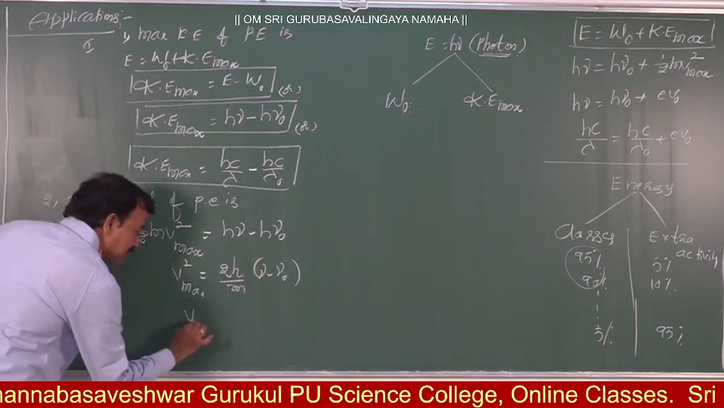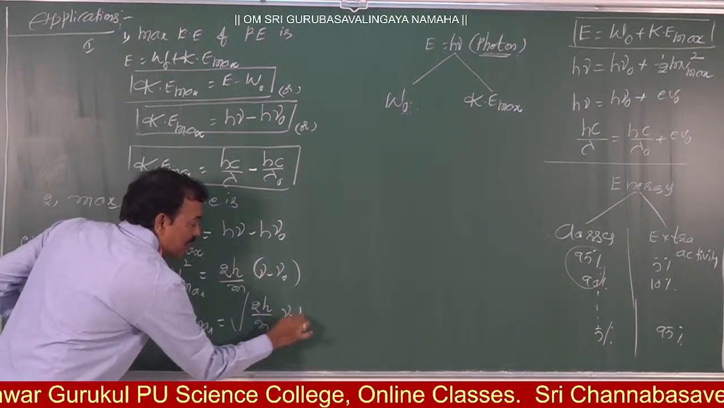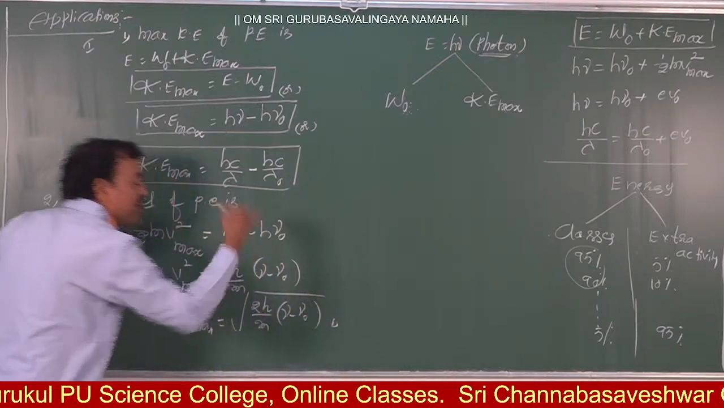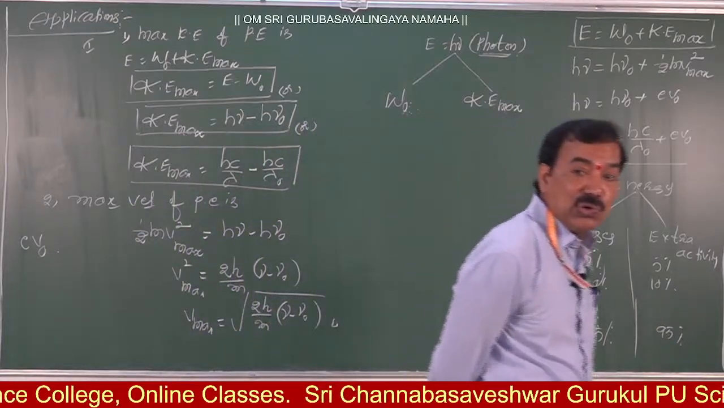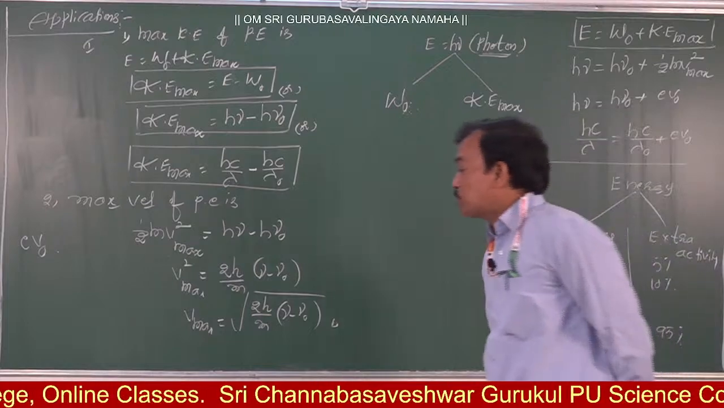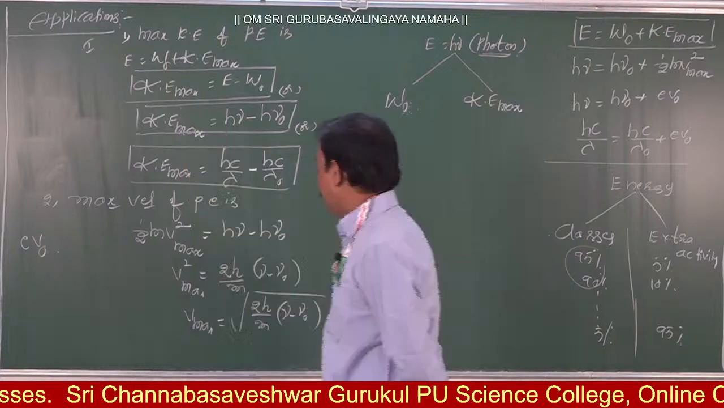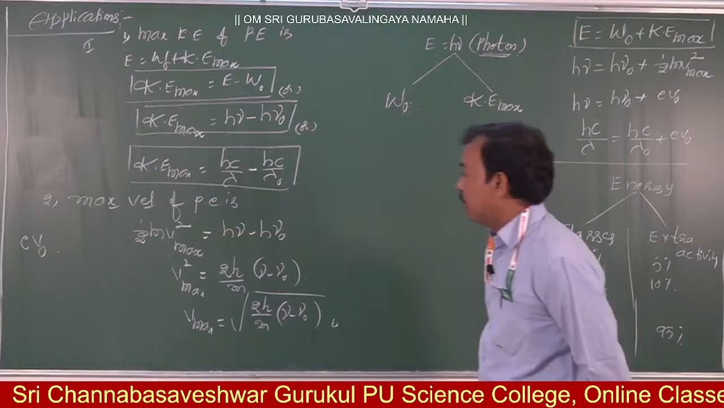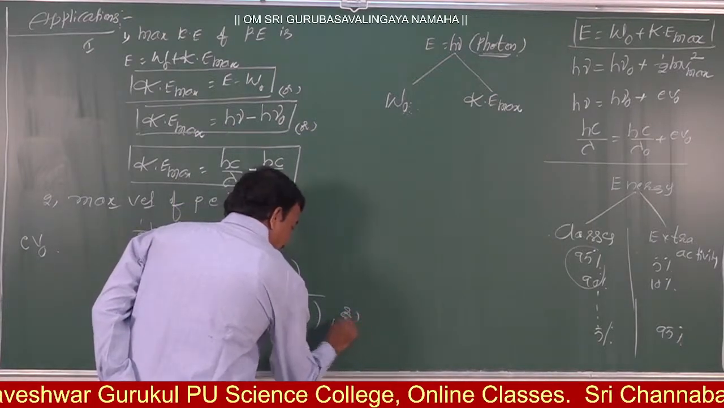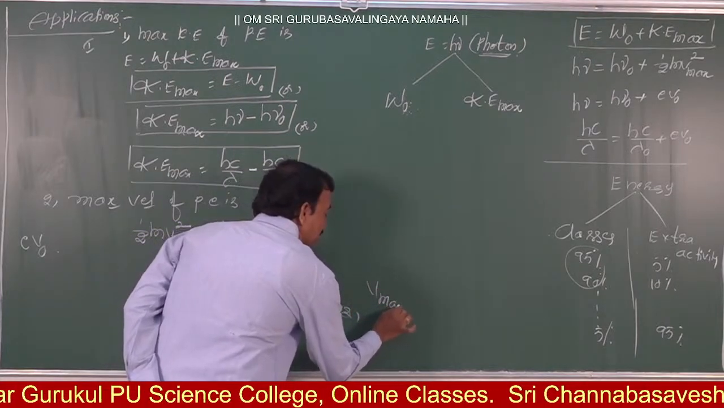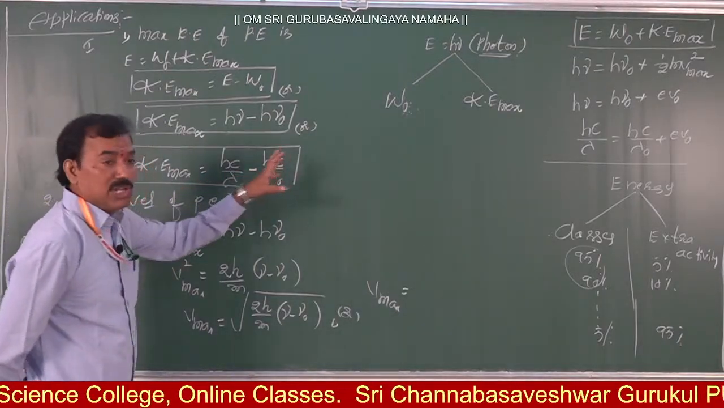So what is V max equal to? This is equal to root of 2h by m into nu minus nu naught. So in terms of frequency, the maximum velocity of the photoelectrons is V max is equal to root of 2h by m into nu minus nu naught. This is one equation. Next, one more equation: V maximum in terms of the frequency is completed.